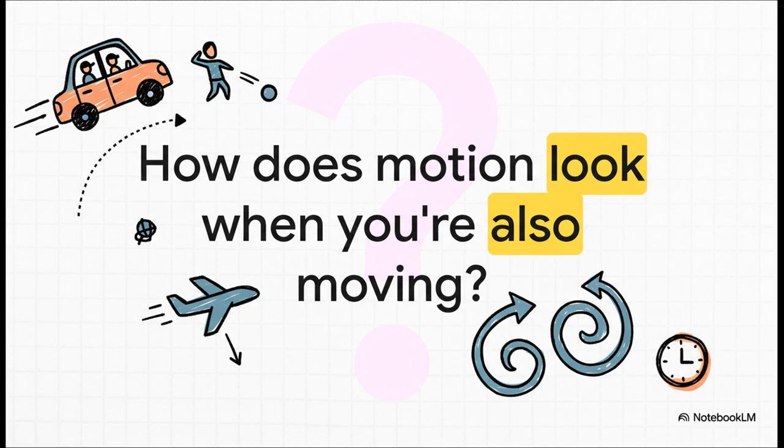So picture this. You're on a speeding train, and you toss a ball straight up in the air. To you, inside the train, it just goes up and comes straight back down into your hand. Easy. But what about your friend standing on the platform watching you go by? To them, that ball just traced a massive parabola as it flew forward with the train. It's the same ball, the same exact throw, but two totally different paths. It all depends on your point of view.